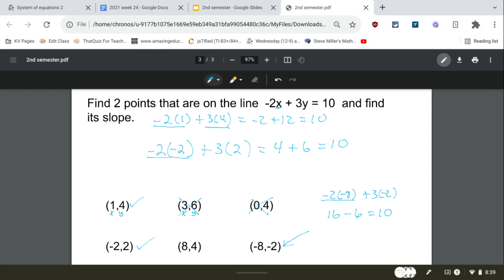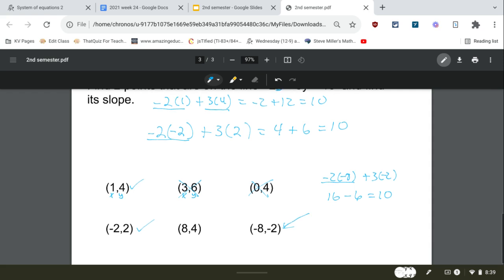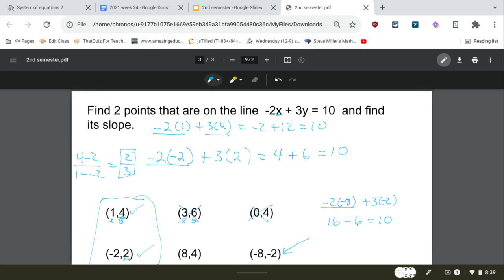All right, we want to find the slope of the line while we're here. So I'll take these 2 points that are actually on the line and just find the slope between them. It's going to be 4 minus 2, that's when you subtract those y values, over 1 minus negative 2. That's going to give me a 2 on top and a 3 on bottom. So 2/3 would be the slope of this line.